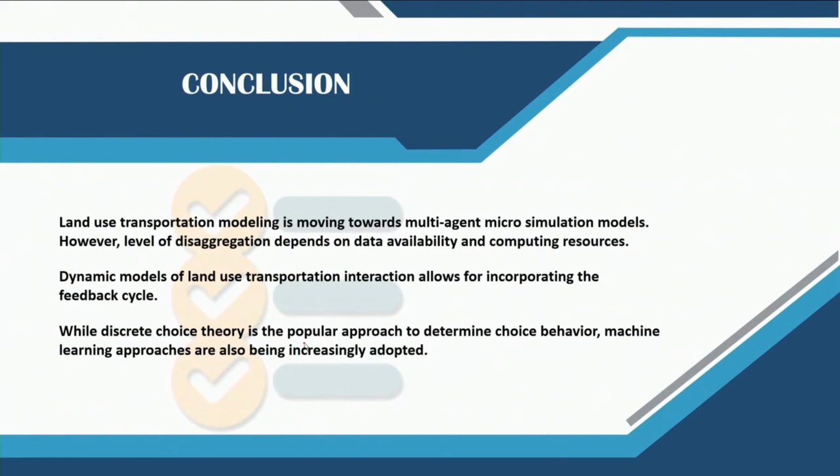So in conclusion, we can say land use transportation modeling is moving towards multi-agent microsimulation models. However, the level of disaggregation depends on data availability and computing resources. Dynamic models of land use transportation interaction allow for incorporating the feedback cycle. This is also important. And while discrete choice theory is the popular approach to determine choice behavior, machine learning approaches are also being increasingly adopted.